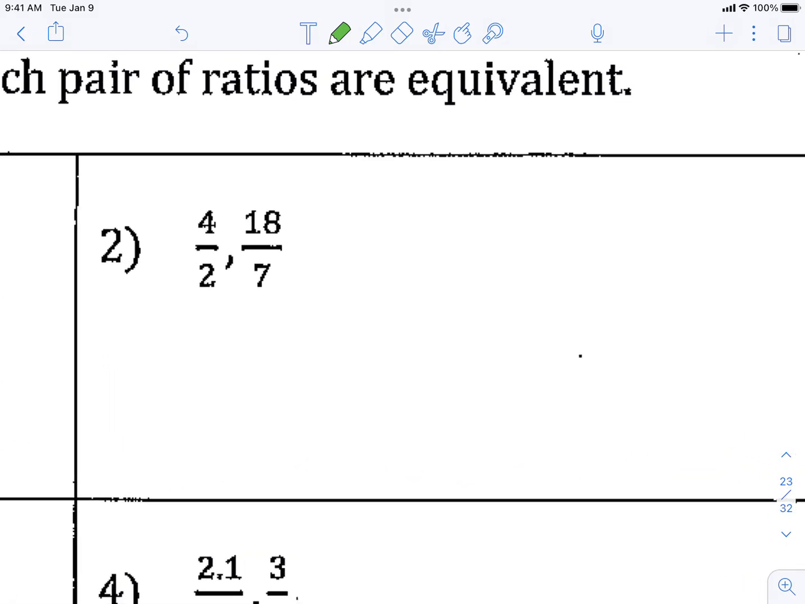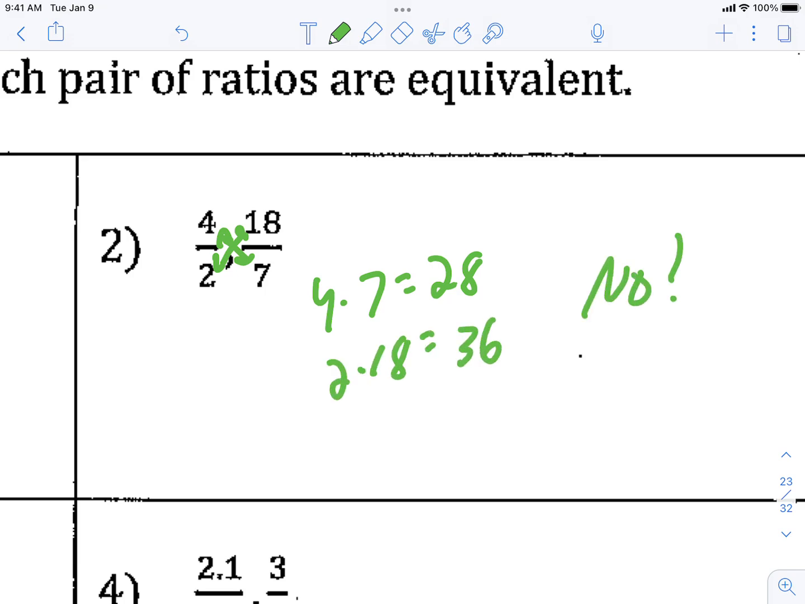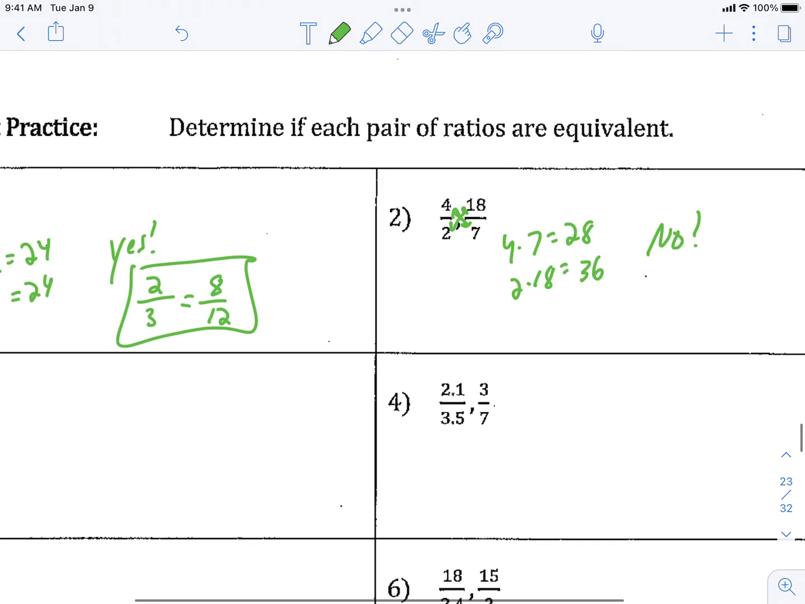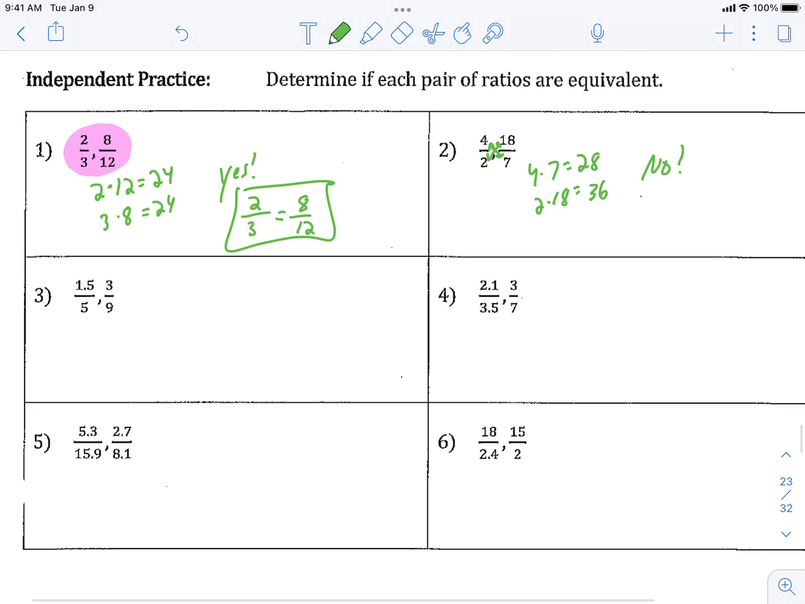And number 2 here, we're going to cross multiply. We're going to do 4 times 7, which is 28. And we're going to do 2 times 18, which is 36. They are not equal. We cannot write them as a proportion. You can try the others, and I'll write the answers down here.